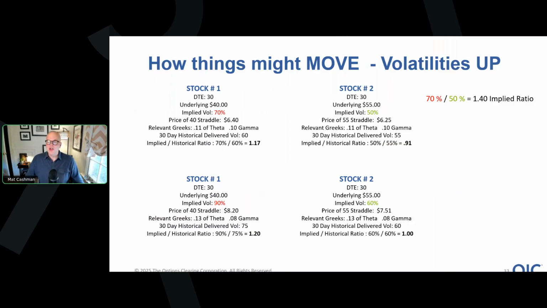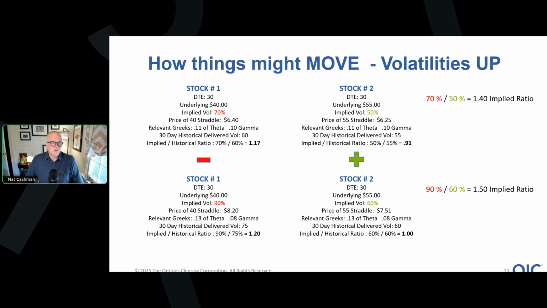But both of these vols move up. Stock 1 vol goes to a 90, stock 2 vol goes to a 60. Guess what? The ratio is not down, it is up. And instead of being down 30 ticks, it's up 10 ticks. It's a 1.5 now. Well, what does that mean for the straddle prices?